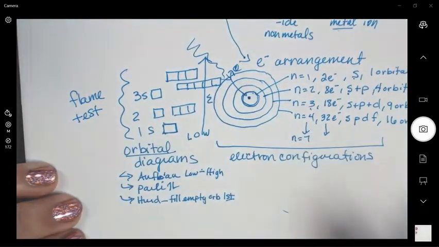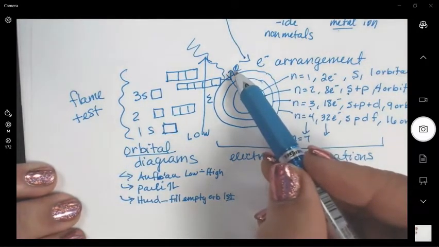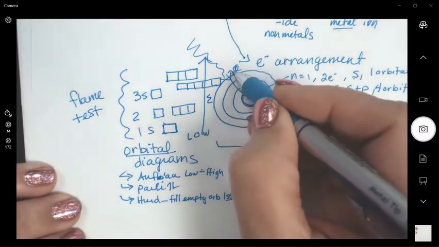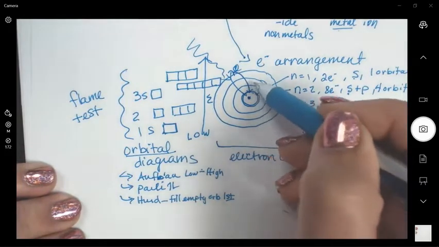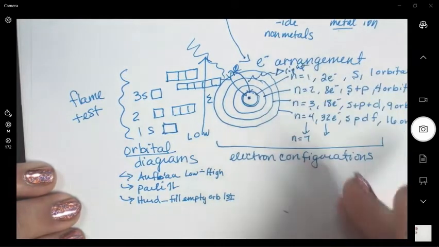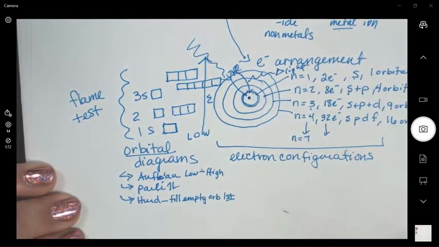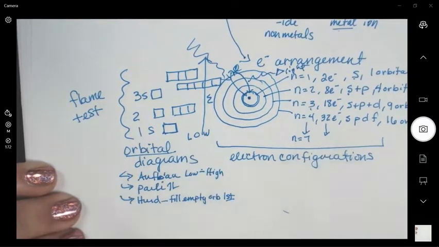You have this on one of your cards, right? And that's when it's excited. Woohoo! And then when it returns or falls back down to its ground state, it releases light, a specific wavelength of light. And that's all based on the electron arrangement. So that's how all of that went together. Is it all coming back to you? Hopefully not in a PTSD way, but a better, more cohesive way.